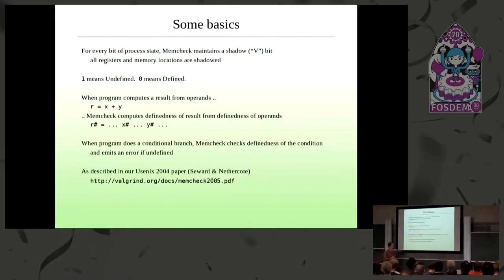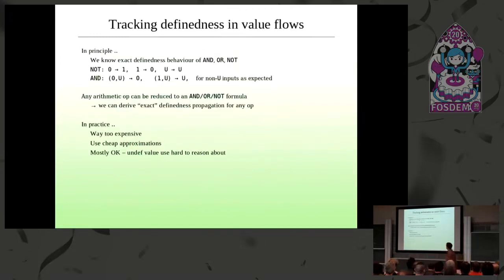It also checks for undefined values in addresses, because that's obviously bad, loading from unknown addresses. And if you want to read more about the gory details, there's this paper which basically explains it. It's a bit old, but you get the general idea from that. So some very simple examples: how would you come up with the analysis which tracks undefined values?